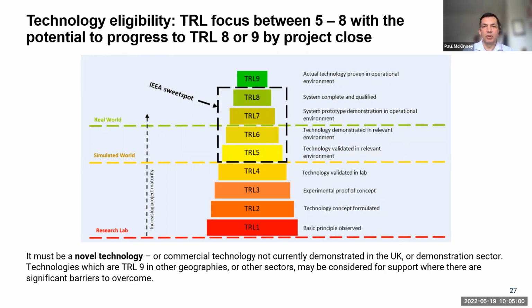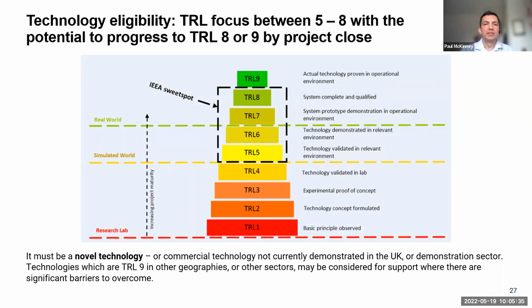So in other words, the starting point needs to be beyond just lab validation. There needs to be some validation in a simulated or real environment. And the endpoint needs to be an at-scale system demonstration in an operational environment. I mentioned earlier, it might be possible to support a technology that's already TRL 9 if maybe in a different sector or different geography, but only if there's significant technical barriers to transferring that technology to the sector in question.